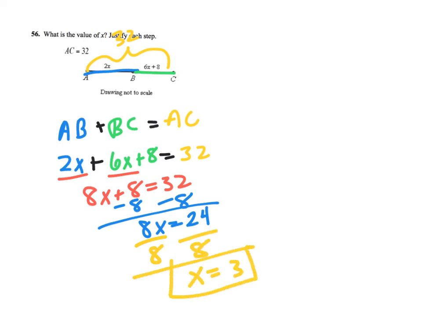Now, if you want to check your answer, you can go ahead and plug 3 back into your equation. If I do 2 times 3 up here, I get 6. 6 times 3 is 18, plus another 8 would get me, what, 26? Yeah. And then if I add 6 and 26, I should get 32, which works, which is great. So we did, in fact, get the right answer.